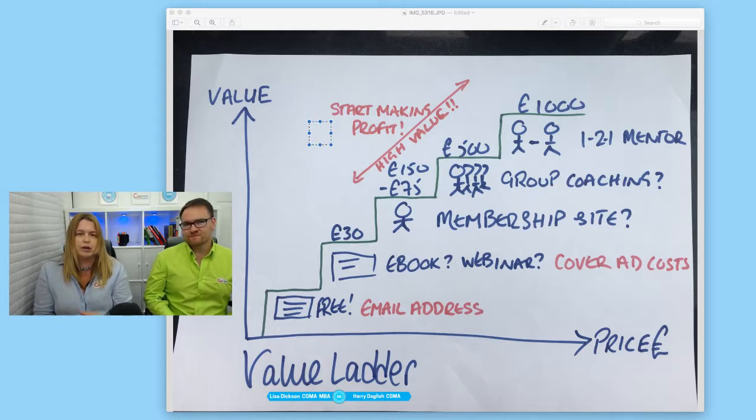So if you're an acupuncturist, it might be 10 ways to help resolve your back pain, or exercises to help you sleep better at night. Or if you're looking at weight loss, it might be 3 steps to drop a stone, or things like that. So it's got to be fairly short term, a fairly quick win, and easy to implement. But it's got to be enough to really whet the appetite of somebody who is just appearing in your world and on your customer radar.